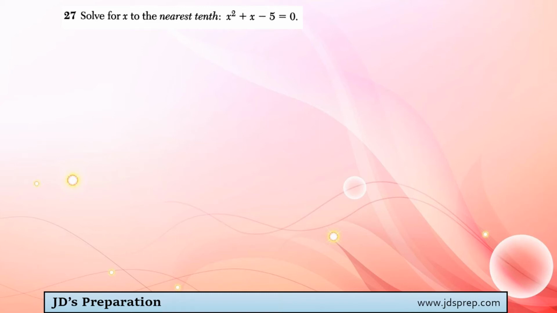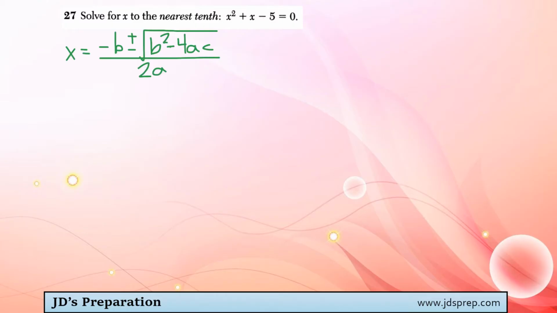For this question, in order to solve this quadratic, we're going to use the good old quadratic formula. So first we need to identify our a, b, and c values. We can see that our a value, the coefficient for the x squared term, is just a 1. The b value, the coefficient for the x term, is also positive 1. And our c value, the constant, is negative 5.